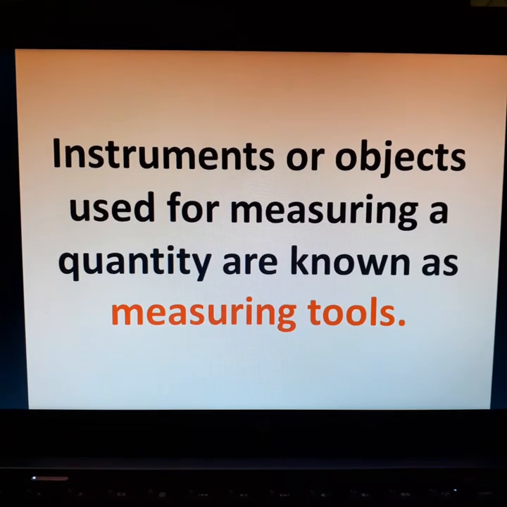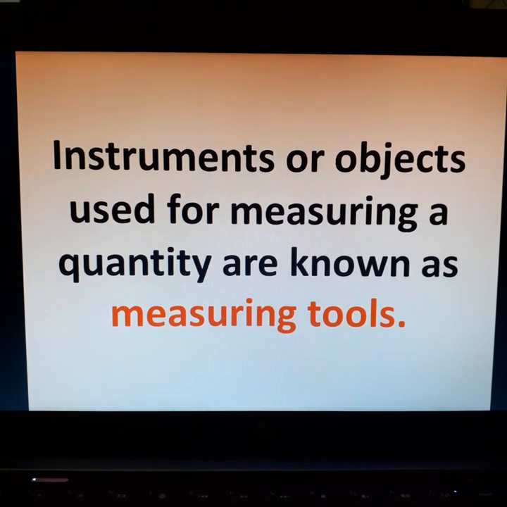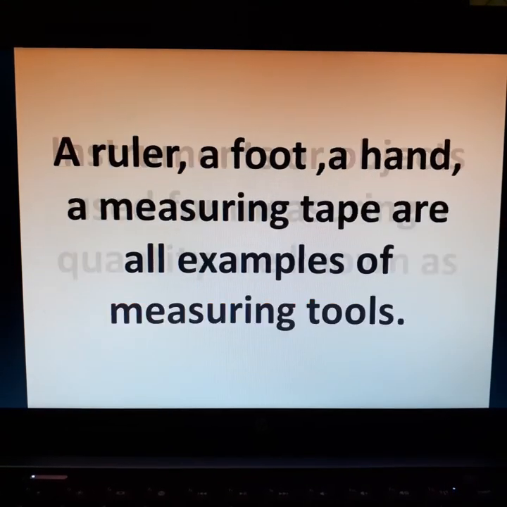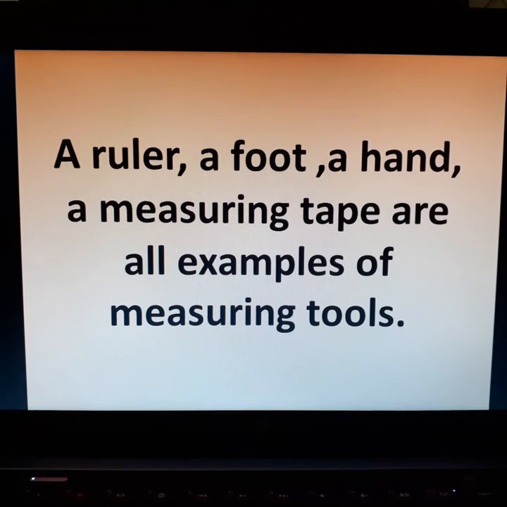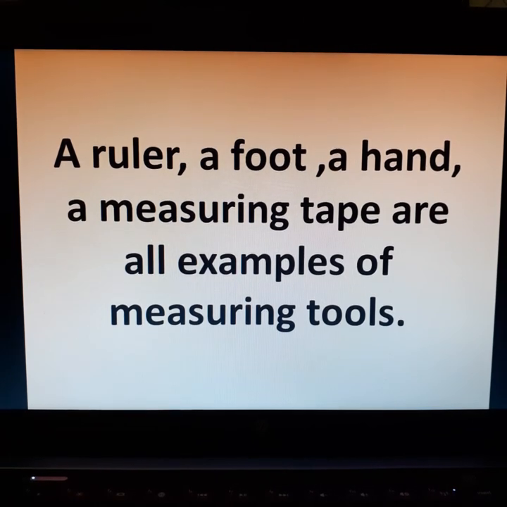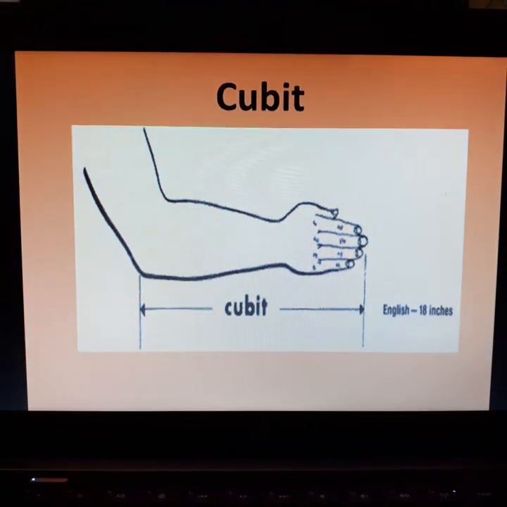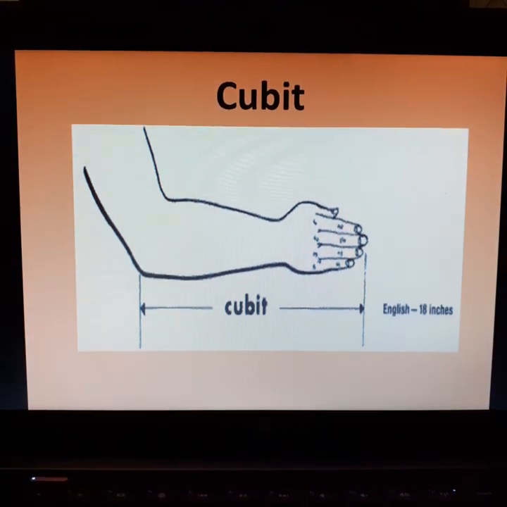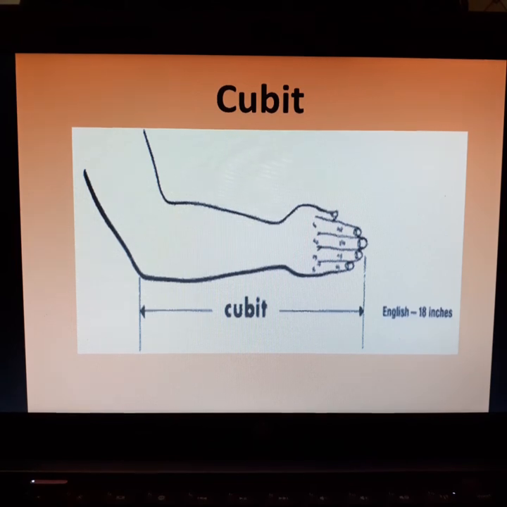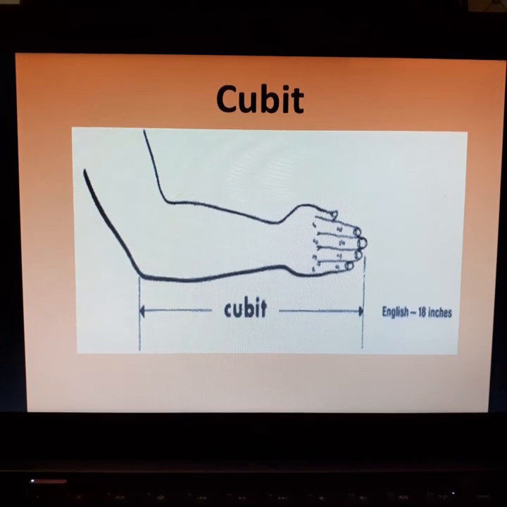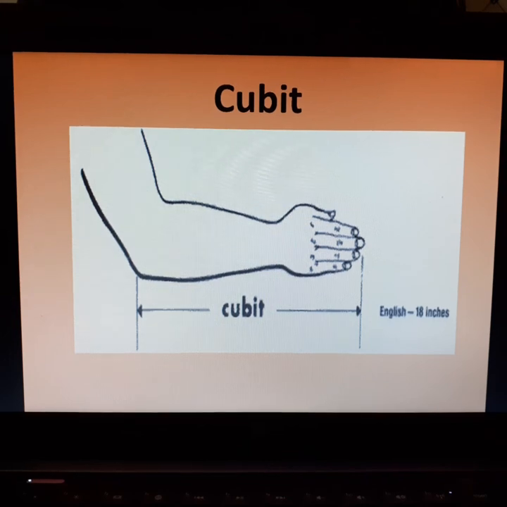See, instruments or objects used for measuring a quantity are known as measuring tools. A ruler, a foot, a hand, a measuring tape are all examples of measuring tools. Now see, this is a cubit. How can we define a cubit? It is defined as the length of the arm from the elbow to the tip of the middle finger. This was also used earlier to measure length.